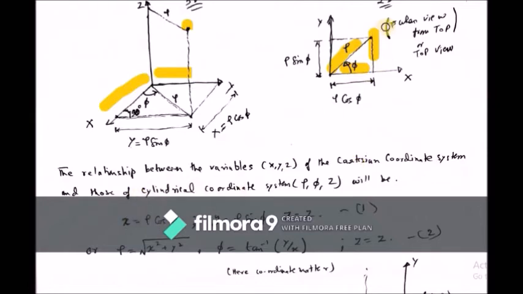Now suppose I am provided with x, y, z and I want to calculate rho, phi, z. What can I do? Consider this figure only. Suppose this is x, this is y, this is phi. From this figure I can see rho is nothing but the square root of x square plus y square. Phi is tan inverse of y upon x, and z is z only.